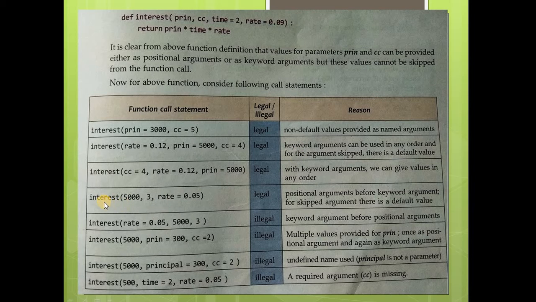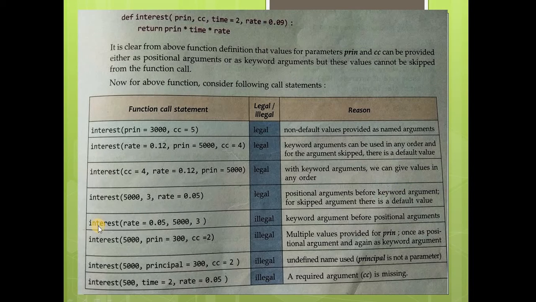Then in the fourth, interest 5000, 3, rate 0.05. You can observe here, first of all we have used positional arguments. 5000 will be the value for principal, 3 will be the value for CC. For rate we are passing the value, so it will not use 0.09, it will use 0.05, and we have not passed the value for time, so it will take the default value 2. That's why this is a legal statement, and it follows the rule positional argument before keyword argument.